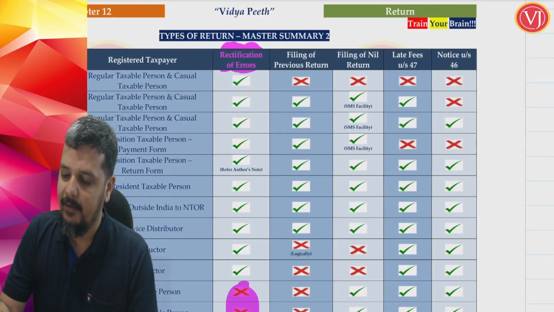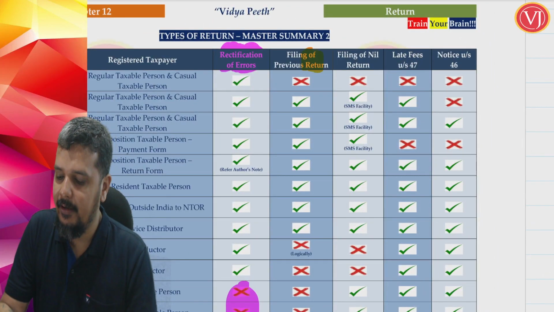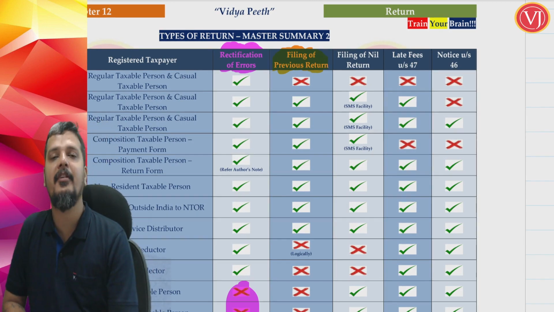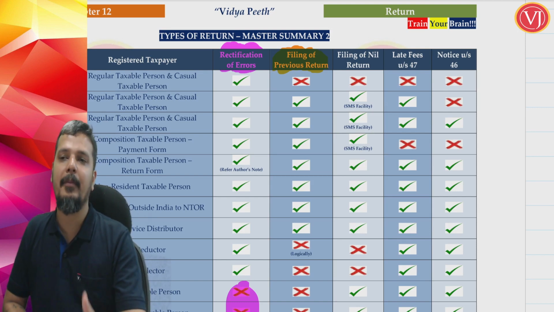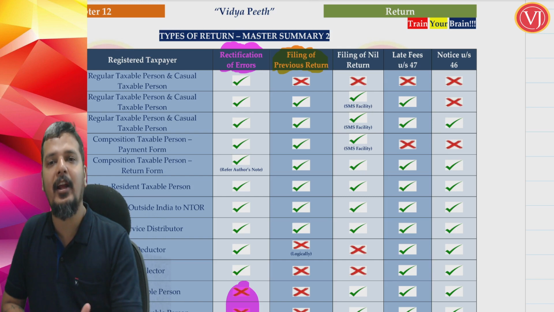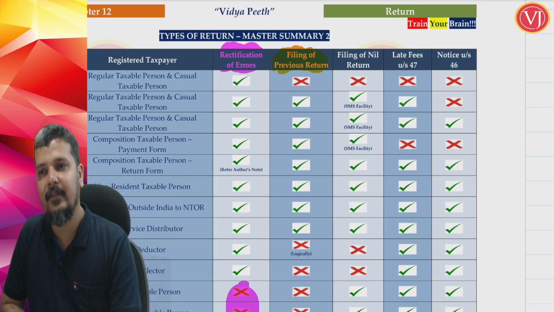Second, should you file your previous return before filing the next same return? Previous month return before filing the next month same return. Which means, I will make it simple. Should I file my April month GSTR1 to file my May month GSTR1? Yes. Should I file my April month GSTR3B to file my May month GSTR3B? Yes.